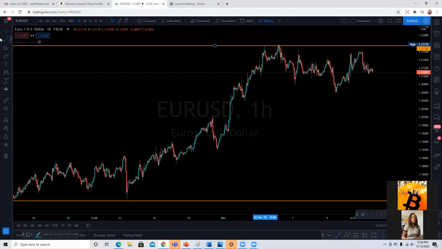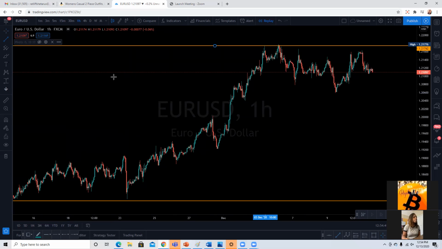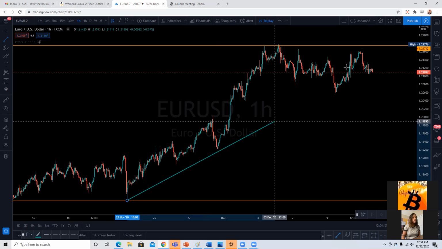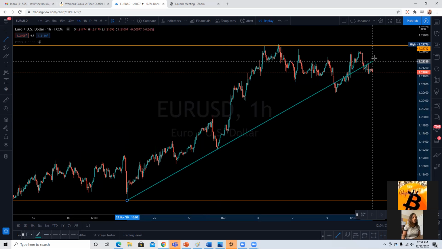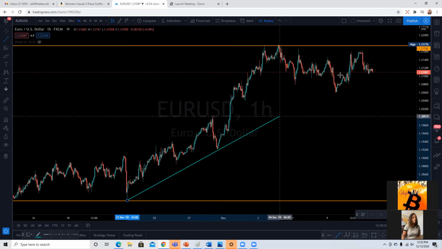On the left-hand side, you're going to go over here to the second one and click this little arrow to the side, and you're going to see trend line. A trend line is when it actually touches at least two or more spots. So if I say this is an uptrend, I'm going to grab this one point at the bottom, and now I have two points, right? And I just keep dragging it along all the way up. So in this case, my trend line went from here, and now it's going up here.